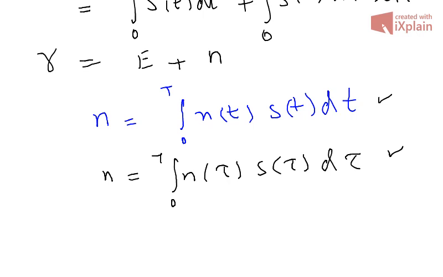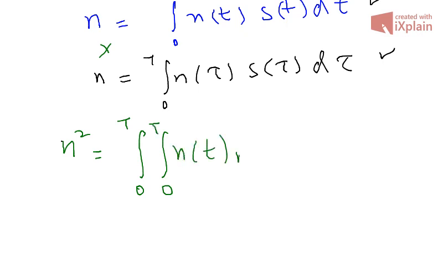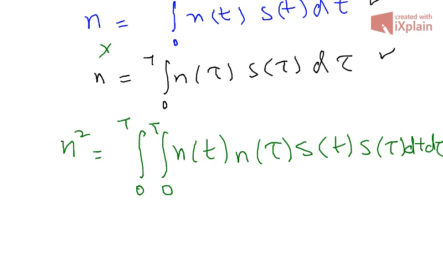Now why we do this, it's just a fancy way of writing this n squared. N squared would be this multiplied by this expression. So we can say we have n squared, which is integral 0 to T and 0 to T of n of t, n of tau, s of t, s of tau, dt d tau. This is how we write our n squared. Now we have to take the expectation. So the expected value of n squared is the same as the expected value of this right hand side.